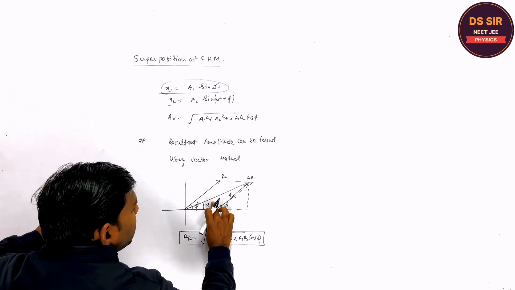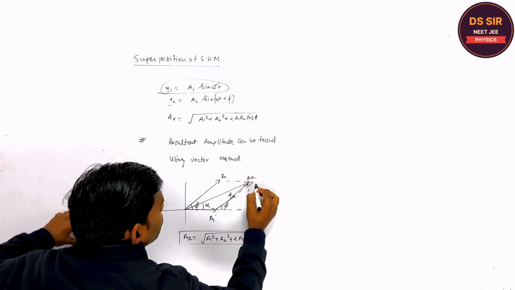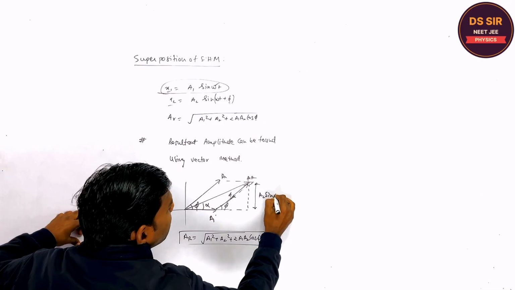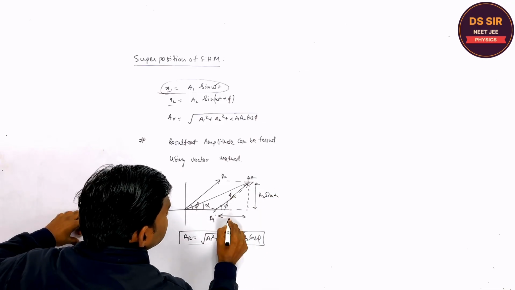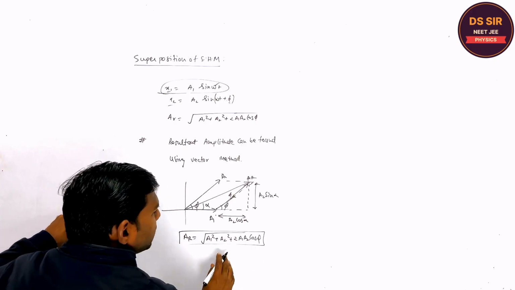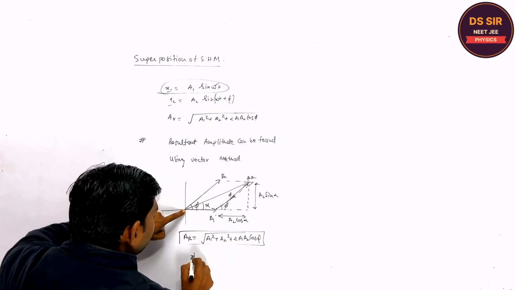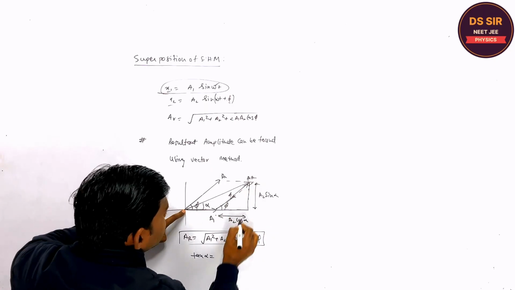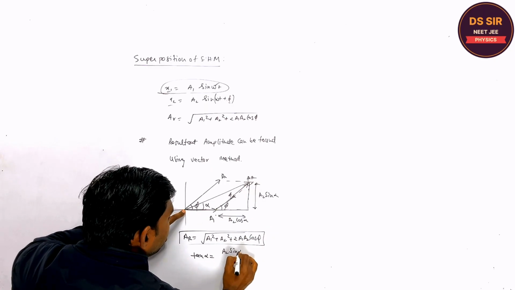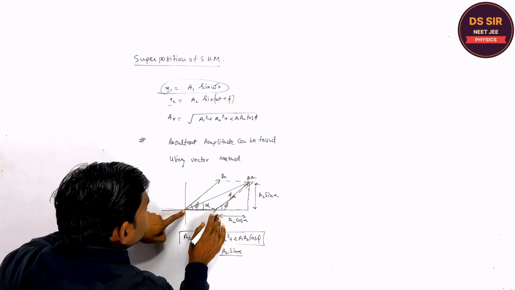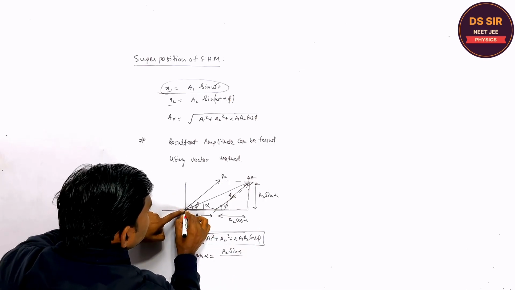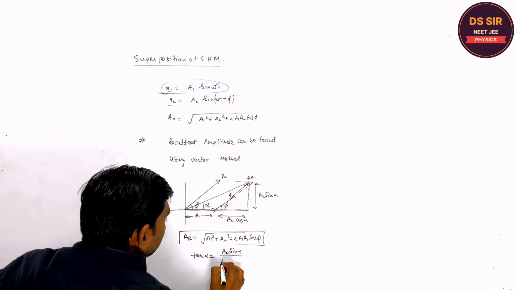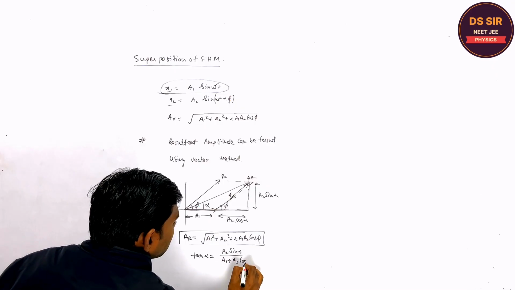So sometimes they also ask the alpha. So if this is a2, perpendicular is a2 sin alpha, and this base is a2 cos alpha, right? So if you want to find the tan alpha here, the tan alpha is perpendicular upon base. The perpendicular is a2 sin alpha. Base is, suppose this is a1 plus a2 cos alpha. This is a2 cos alpha, a1 plus a2 cos alpha.